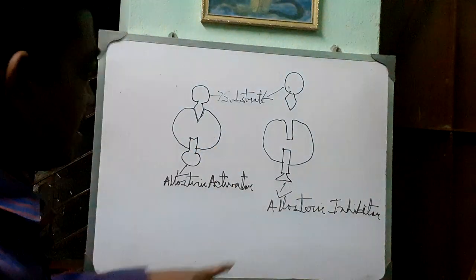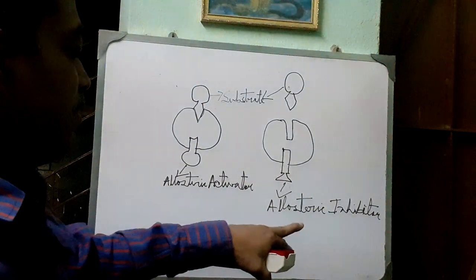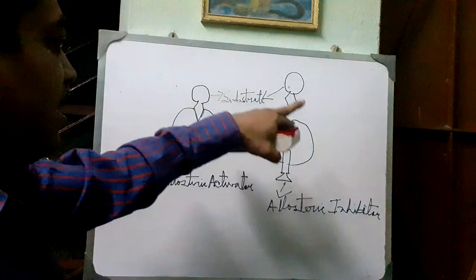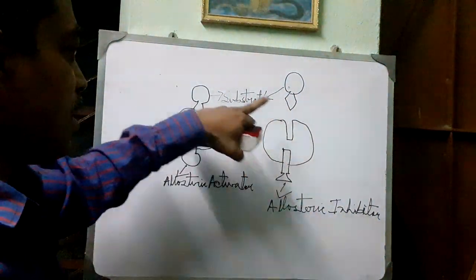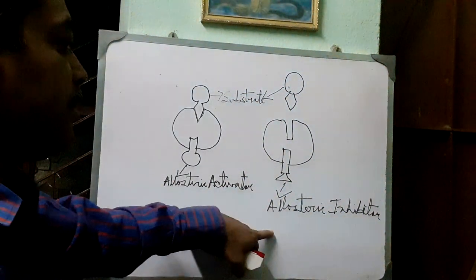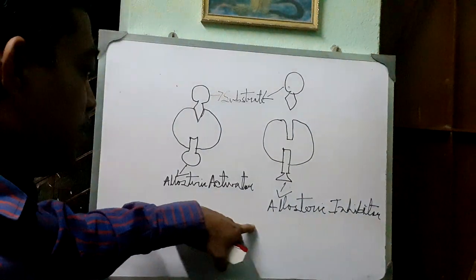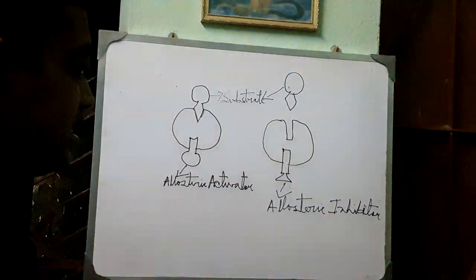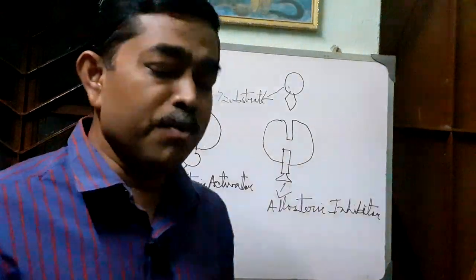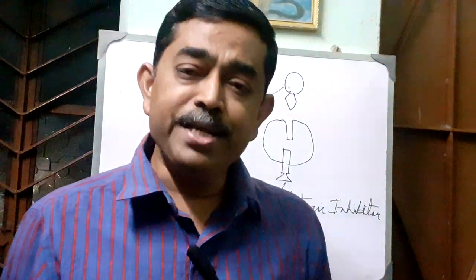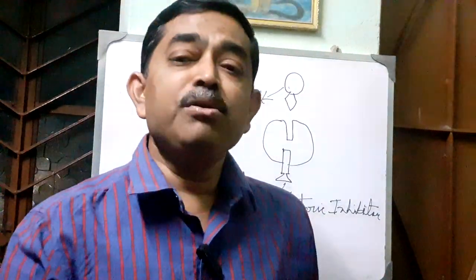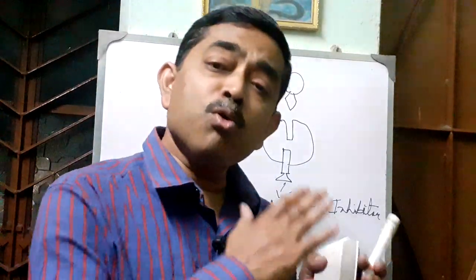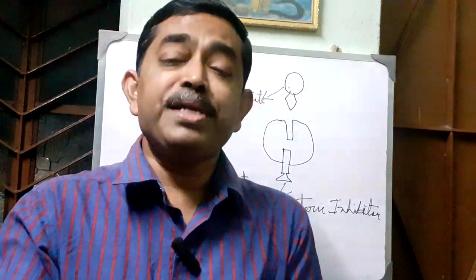So this is how the allosteric inhibitor controls the regulation of gene expression or activity of the protein, particularly the enzyme. But this type of allosteric and competitive inhibition of enzyme is not permanent. The enzyme can be activated when it is needed. So it is more efficient than degrading the enzyme when it is not needed.